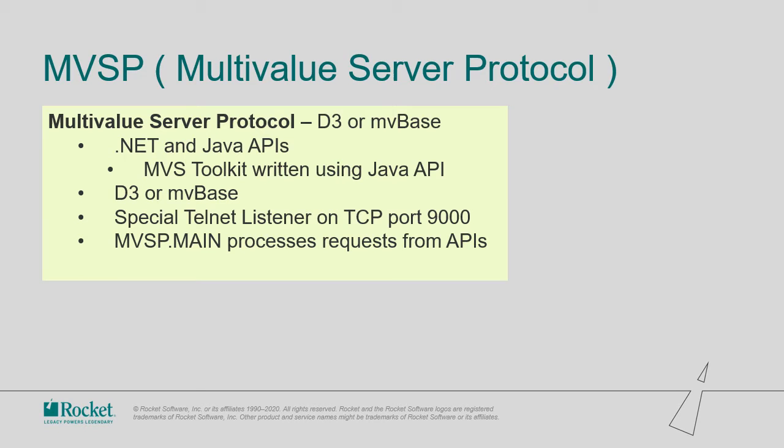MVSP.main is the program that sits and listens for requests. These requests can be things like running AQL commands, opening files, reads, writes, deletes, and calling catalog subroutines, which in my opinion is the most useful thing MVSP does. Once done with the request, the output is sent back to the requestor.